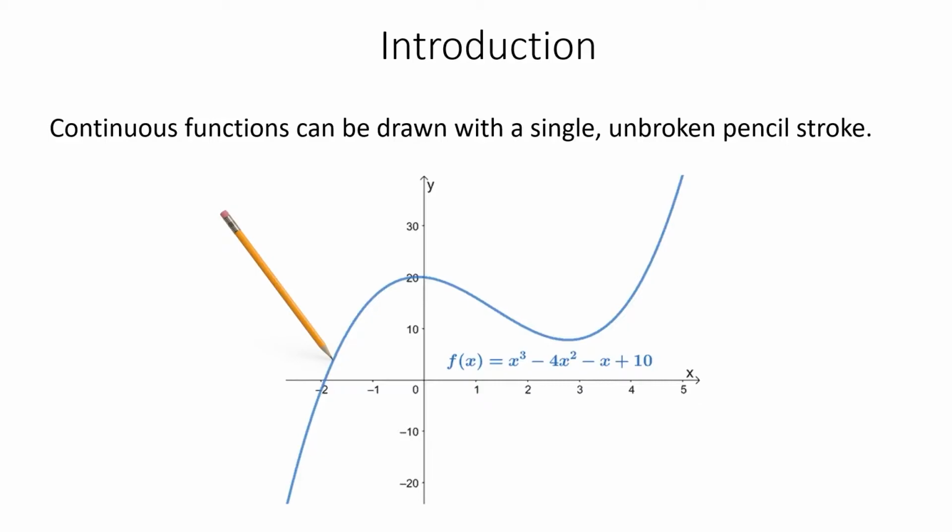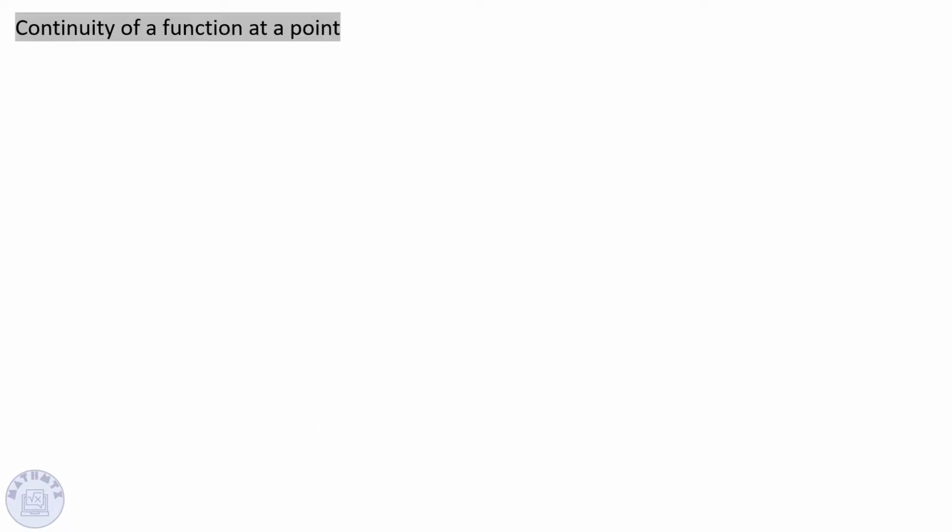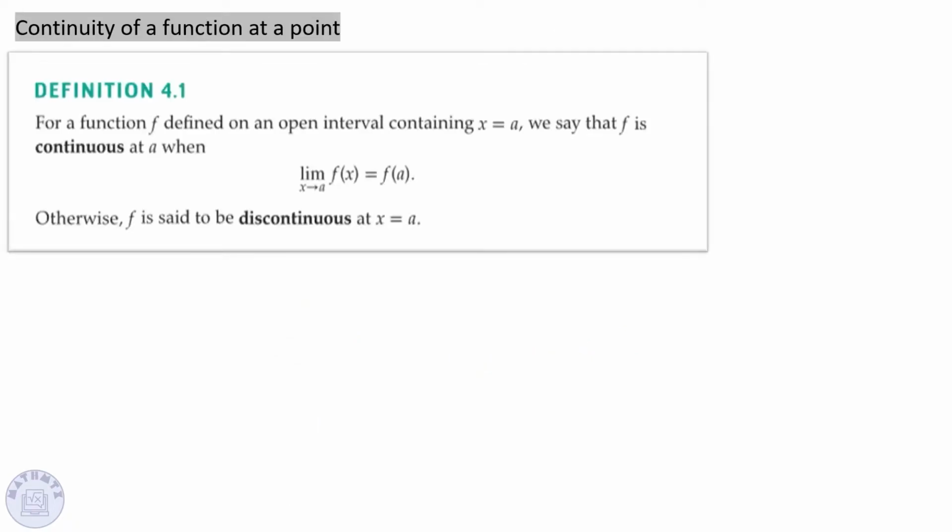Well, a continuous function can be drawn with a single unbroken pencil stroke. So this is the basic idea of a continuous function on any interval. Okay, let's start with the definition of a continuous function at a point. If we have a point A and the function is defined on the open interval containing this point, we say that f is continuous at A when the limit of the function equals the image of the function.